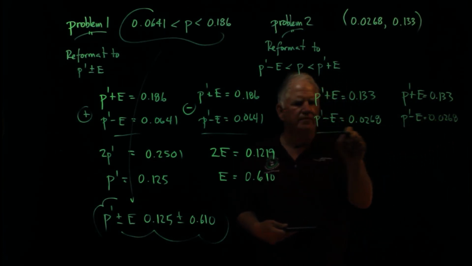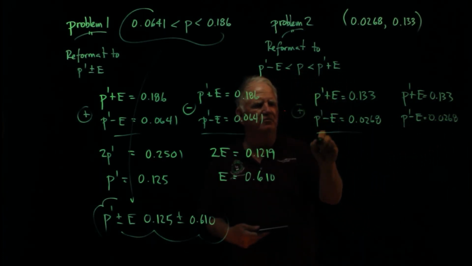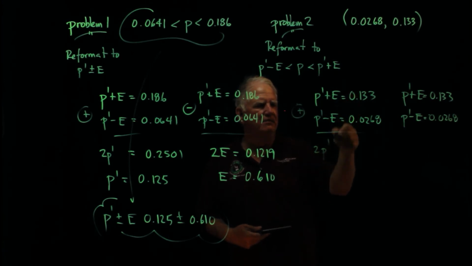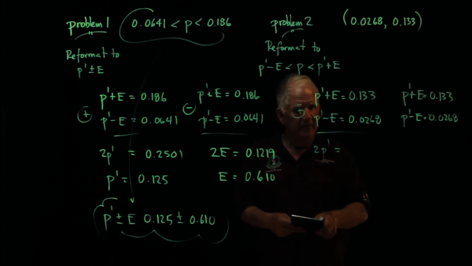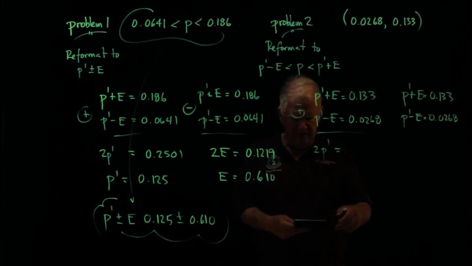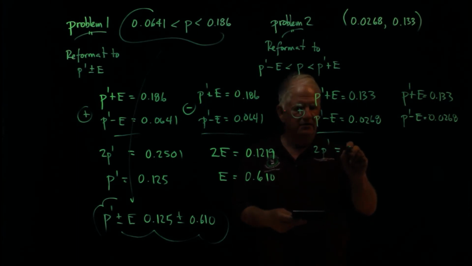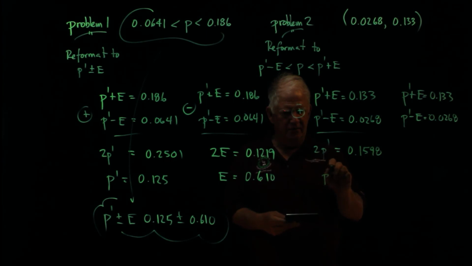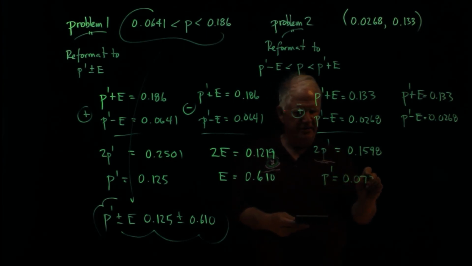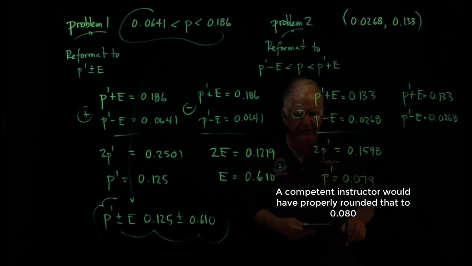So, let's add them both up. P prime plus P prime, I get 2P prime. E minus E, I get 0. 0.133 plus 0.0268. Add them up, I get 0.1598. I'm going to divide both sides by 2. I'm going to get P prime is equal to 0.079. Let's leave it like that.